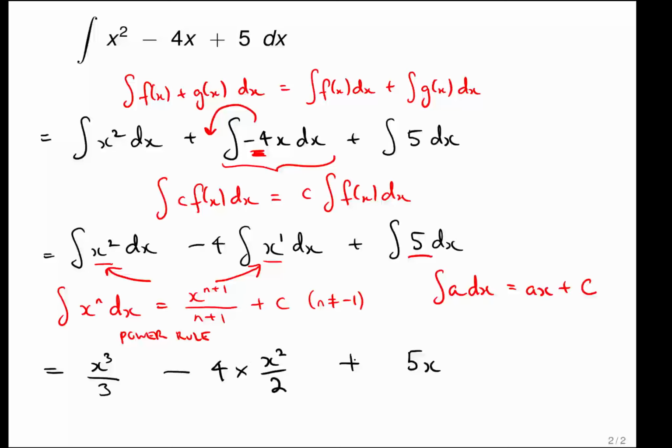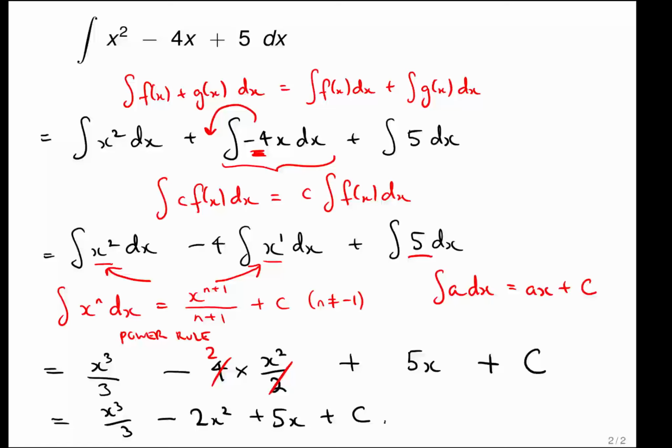Finally, although we have technically evaluated 3 indefinite integrals here, which should really give us 3 independent constants of integration, these constants can be combined, and so by convention we only need to write down just one constant of integration, c. Thus, simplifying, our indefinite integral is just x cubed on 3 minus 2x squared plus 5x plus our constant of integration c.